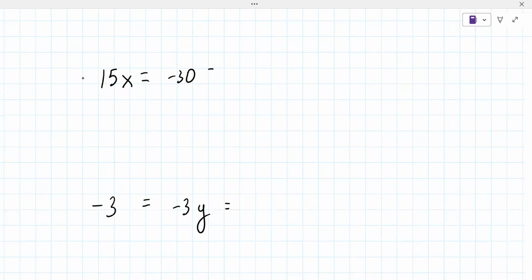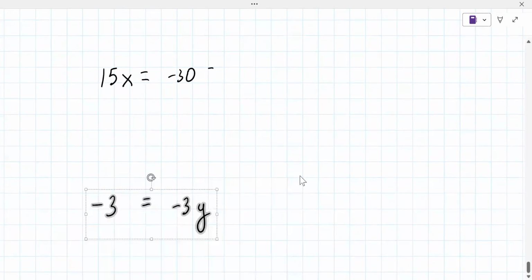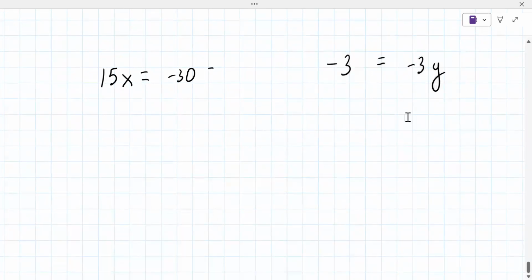So let's have you try a few problems here. Let's go 15x equals -30. And -3 equals -3y. Funny, I'd actually left off the equal sign. We need those. Actually, let's just try those two. Tell me what you come up with.